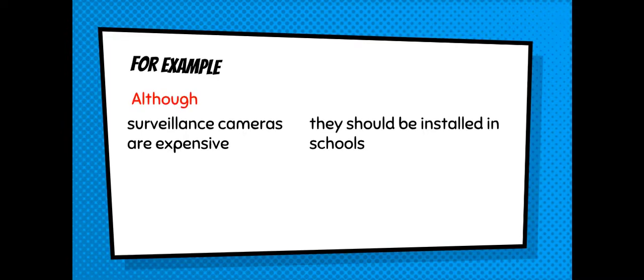So you add the word although, and that signals to the reader that you are using idea one as a contrast to idea two. It's like you are giving a concession. You know that this is a negative, surveillance cameras are expensive. However, they should be installed in schools. That's the positive. Also, adding the transition although makes these two ideas sound smoother and more connected, more fluent rather than choppy.